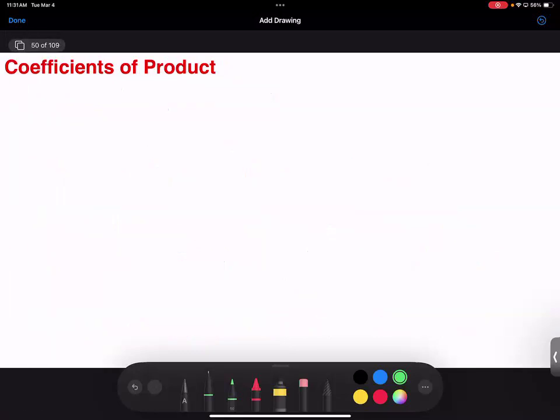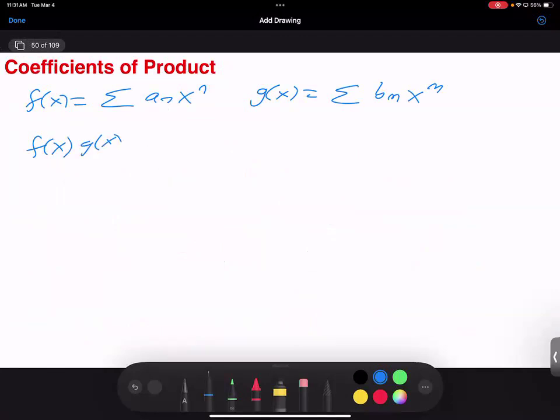If you want, as some practice, you could consider, say, f of x is the sum of a_n x to the n, g of x is the sum of, say, b_m x to the m, and look at f of x times g of x, call that h of x, which is the sum of c_k x to the k. Can you find formulas for the c_k? This isn't too bad. And you can always gather data.